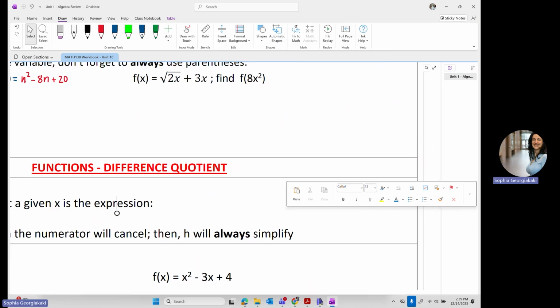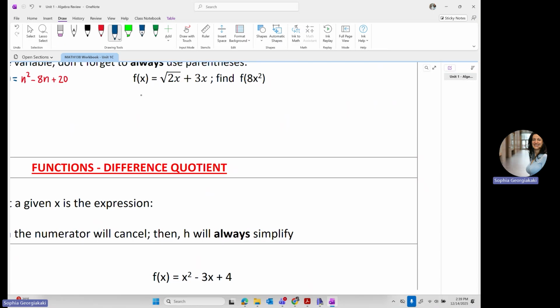x with 8x squared. So it is the square root of 2 times 8x squared, plus 3 times 8x squared. And that is the square root of 16x squared plus, outside of the root, 24x squared.